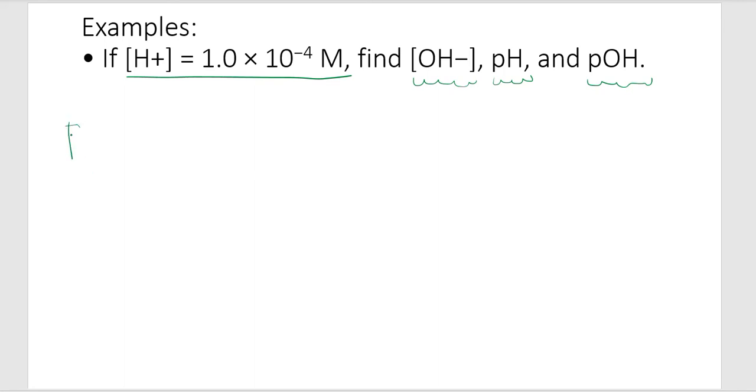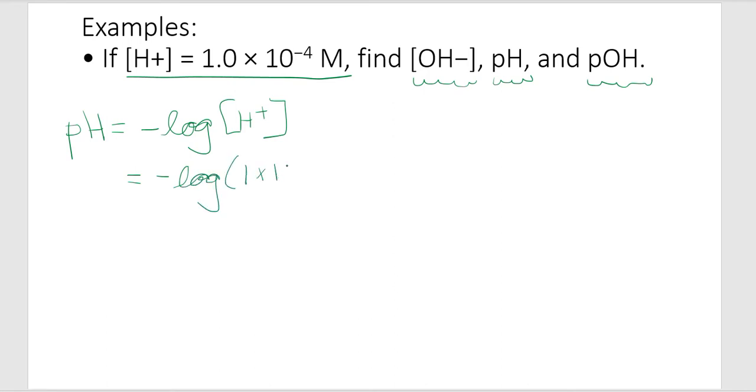So if we're trying to find the pH, I know the pH is negative log of hydrogen, right? So I'm going to go ahead and plug that in. So we have negative log of 1 times 10 to the negative 4. In our calculators, we're going to go ahead and plug that in.